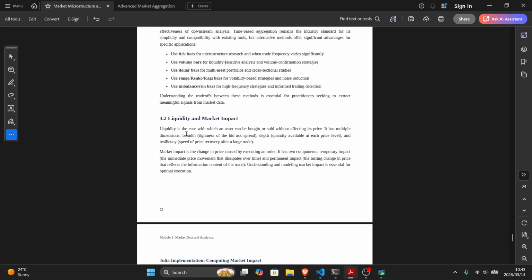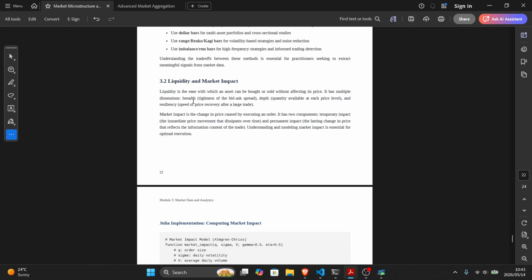3.2 Liquidity and market impact. Liquidity is the ease with which an asset can be bought or sold without affecting its price. It has multiple dimensions: breadth, tightness of the bid-ask spread; depth, quantity available at each price level; and resiliency, speed of price recovery after a large trade.